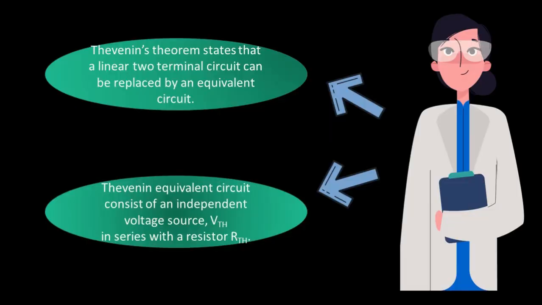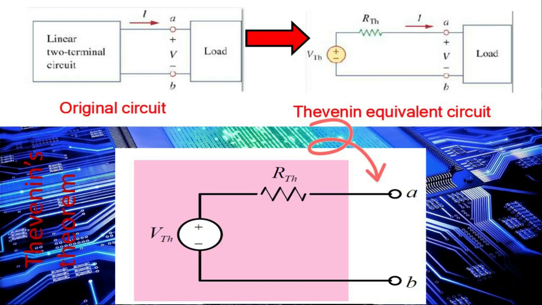Thevenin's theorem states that a linear two-terminal circuit can be replaced by an equivalent circuit. The Thevenin equivalent circuit consists of an independent voltage source V Thevenin in series with a resistor R Thevenin. As we can see, this theorem provides replacing a given network by a single voltage source with a series resistance. It makes the solution of complicated networks quick and easy.